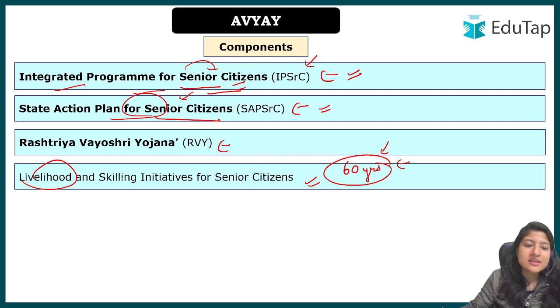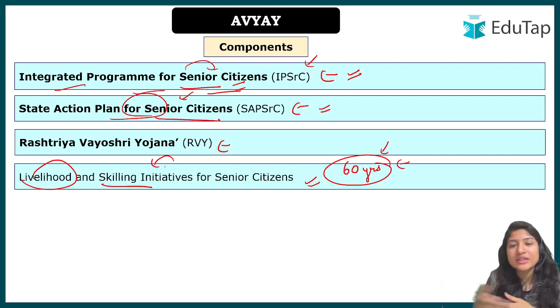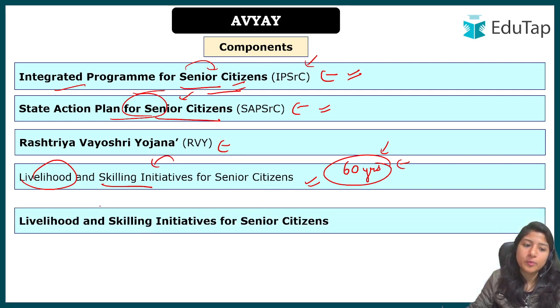That is why there are some skill initiatives also being offered to senior citizens. Even if they still want to continue with a job, of course they can't continue with the previous job, but if they want to do something, they can, and there are some provisions under this particular component.